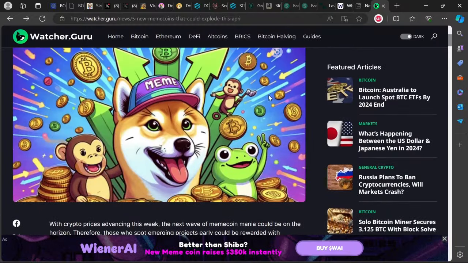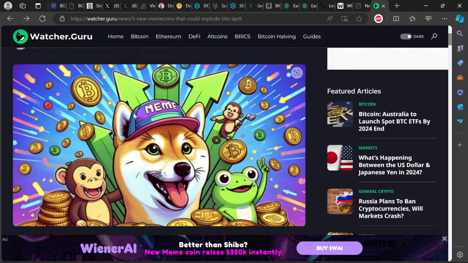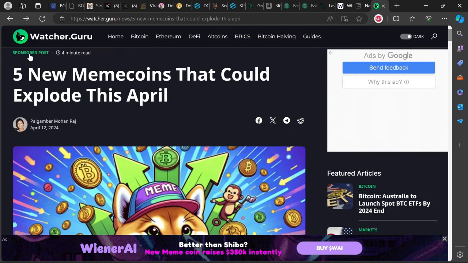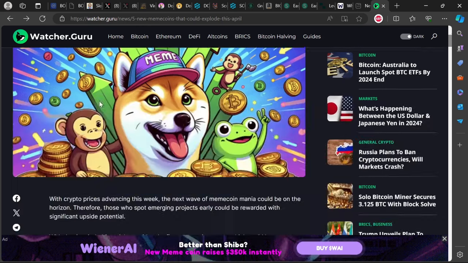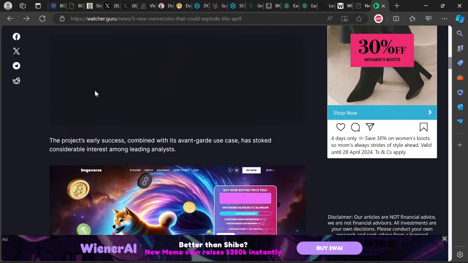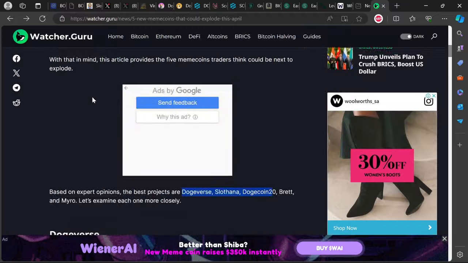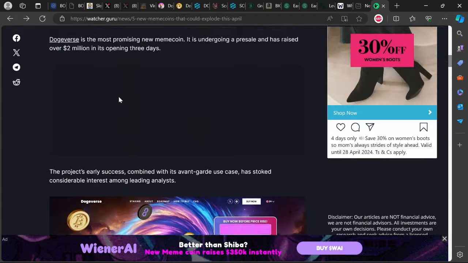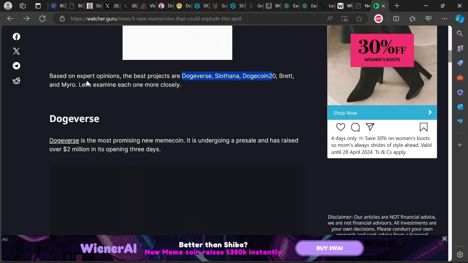How we see this: there are multiple articles out there where they promote all their scams in just one article. For example, on WatchaGuru, we have this sponsored post, five new meme tokens that could explode this April. Within that post, based on expert opinions, I wonder who those experts are, the best projects are Dogeverse, Slothana, and Dogecoin. They also threw in Bread and Miro, but their main projects are Dogeverse, Slothana, and Dogecoin 20.